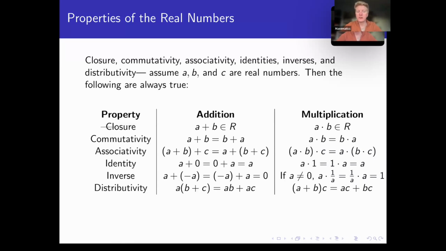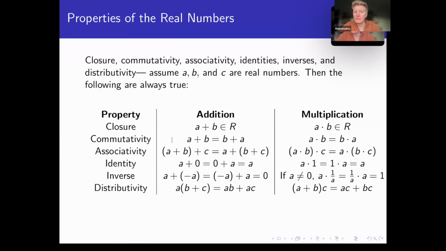Closure under addition says that if you take two real numbers and you add them, you get a real number back. So the real numbers are closed under addition because no matter which two real numbers you add, after you're done adding, you're still within the set of real numbers. And same thing for multiplication. You take two numbers that are real and you multiply them, they're still a real number. So it's closed under multiplication as well.